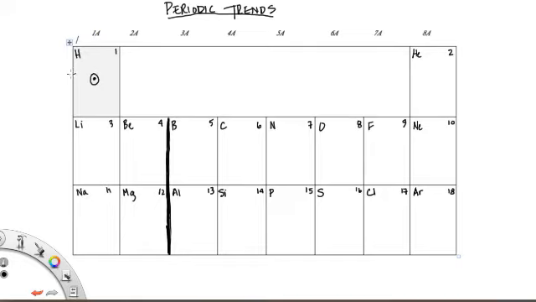We have this dot represents the nucleus, and here's the first energy level. There was 1 electron in hydrogen's energy level. I am going to be using a different color, in my case red, to represent the electrons that are in the outermost energy level. So that is hydrogen's outermost energy level, okay? And helium has 2 electrons in the outermost energy level.